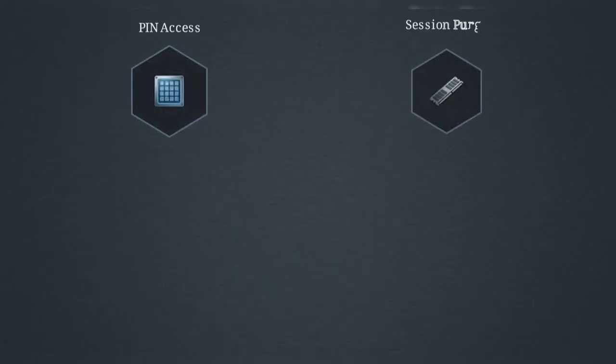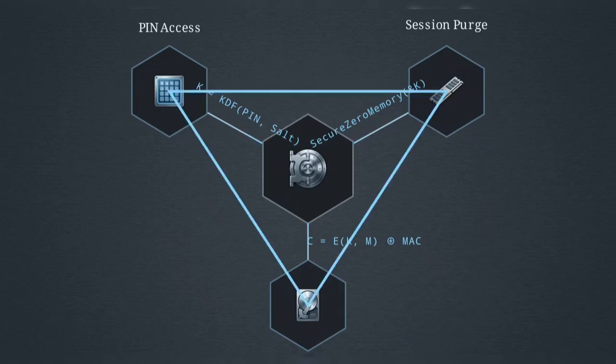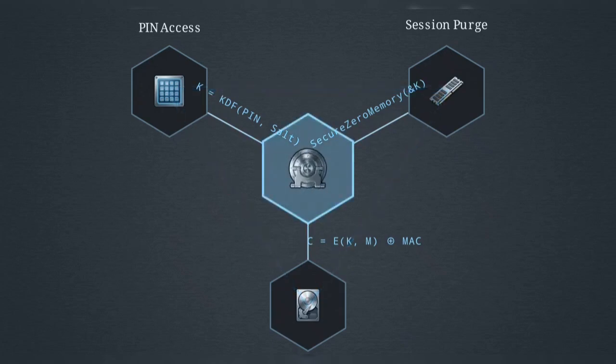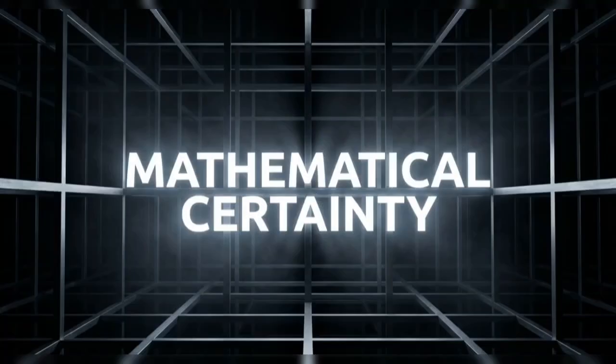These elements, the PIN access, the session purge, the local encryption, are not isolated features. They are an interlocking machine designed to protect your privacy. This system relies on immutable mathematical laws to enforce its boundaries. While people and corporations can change their minds, mathematics cannot break a promise. This architecture provides a guarantee that functions without your trust. It is secure because the design leaves no other mathematical possibility.